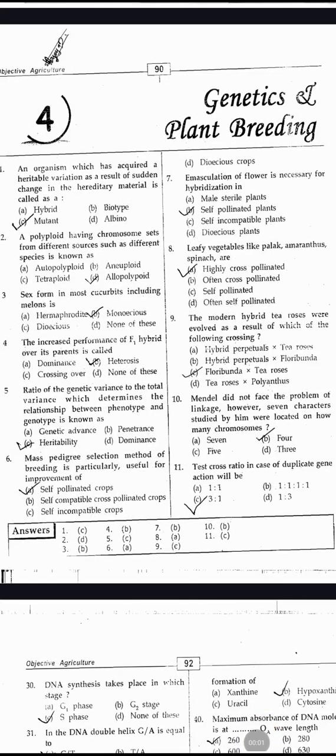Hello everyone. Let's start our SR Kantwa objective series. That is the fourth chapter, Genetics in Plant Breeding. Let's start with our first question.